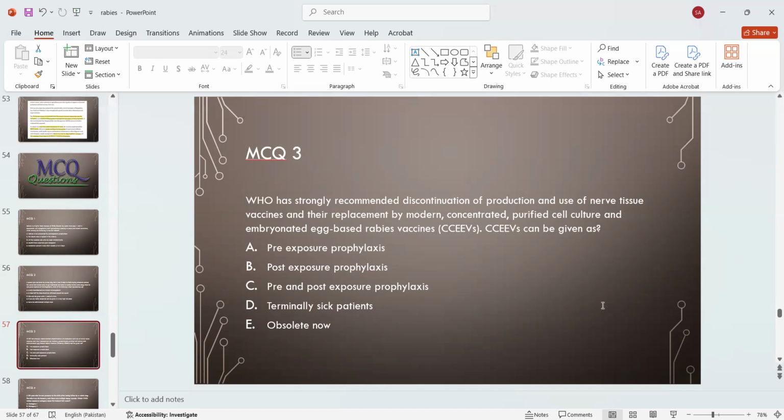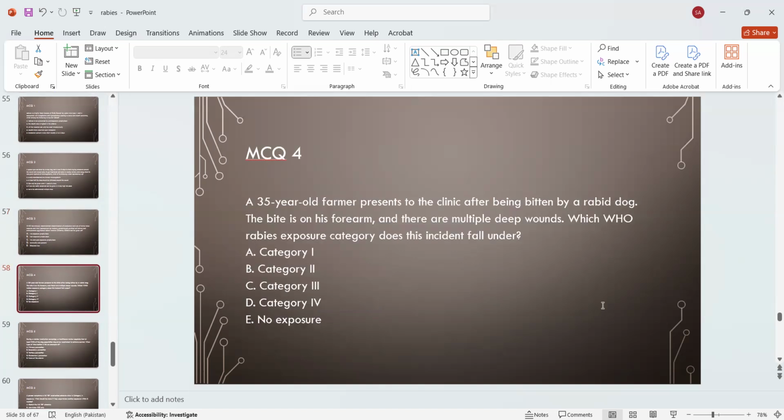The answer is C, pre and post exposure prophylaxis. MCQ number 4. A 35-year-old farmer presents to the clinic after being bitten by a rabid dog. The bite is on his forearm and there are multiple deep wounds. Which WHO rabies exposure category does this incident fall under? A. Category 1, B. Category 2, C. Category 3, D. Category 4, or E. No exposure?